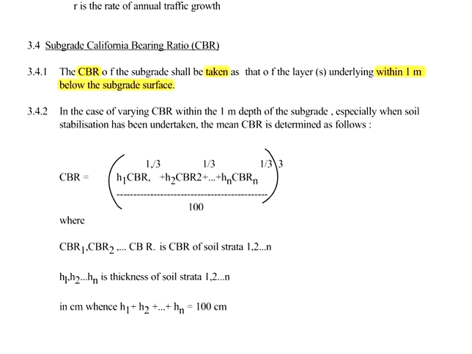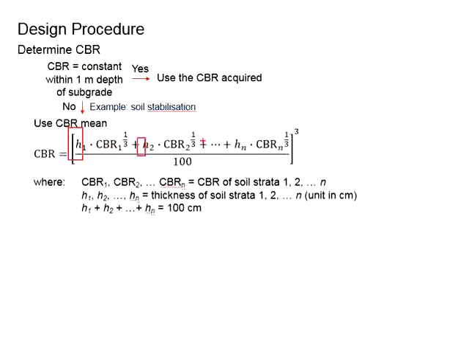In the case that the CBR values obtained from the test vary, the mean CBR value shall be determined using this equation. You will have H1, H2 until Hn. This represents the thickness of the soil structure, in units of centimeter. The summation of H1, H2 until Hn shall be equal to 100 cm, which is 1 meter. Now the respective soil thickness shall be multiplied with the CBR values as acquired, to the power of 1/3.